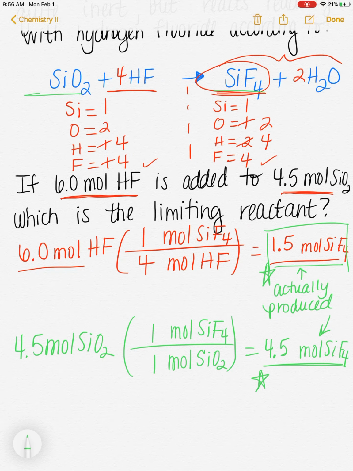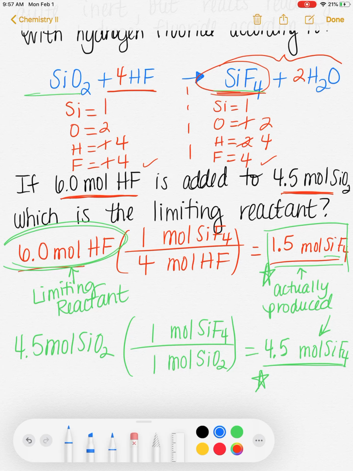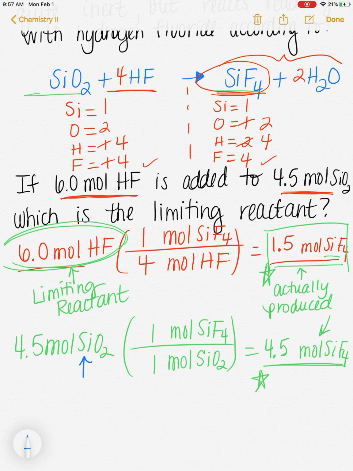Now, I can't call moles of SiF4 our limiting reactant because remember, SiF4 is not even a reactant, it's a product. So I actually have to circle this part right here, the 6 moles of HF, and say that that is our limiting reactant, because that is what is going to determine how much product I could make. Now, the problem doesn't really ask me this, but I could then label the SiO2 as the excess reactant because it is what is going to be left over. It's got a larger amount of product that could be made.